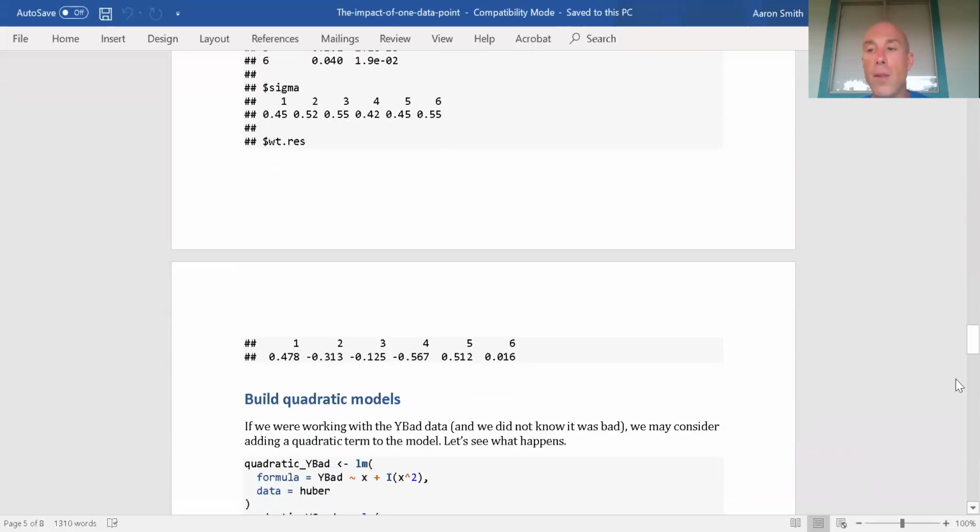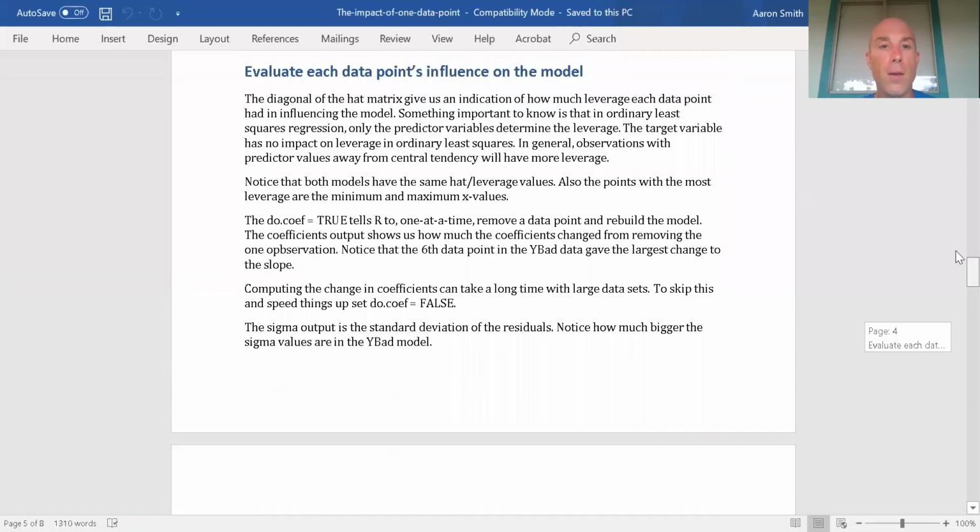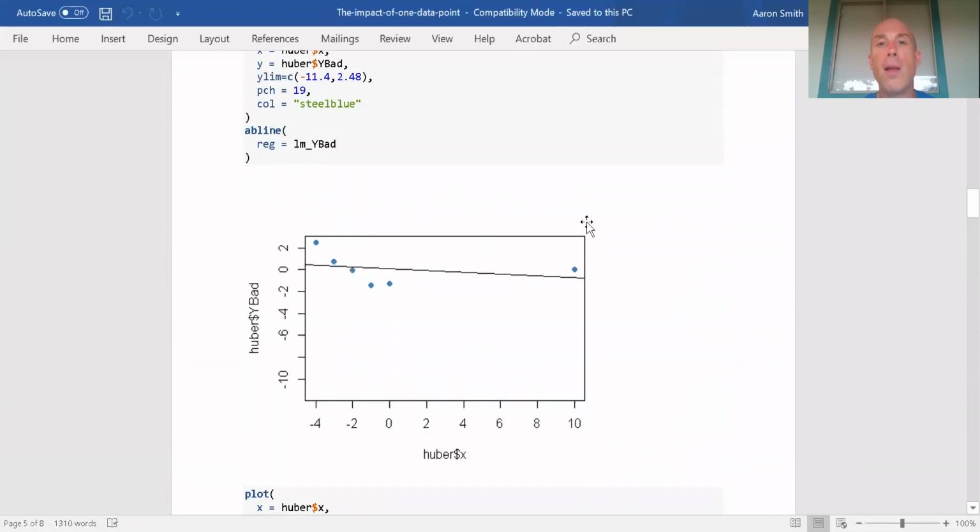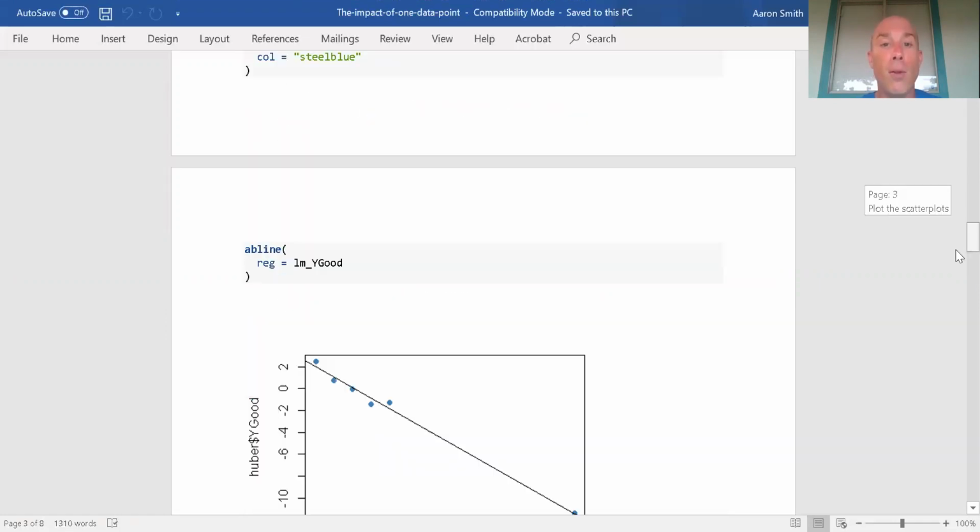All right, so when I take a look at the y-bad scatter plot, you might go, hey, you know what? I think I should put a quadratic here, a degree 2 polynomial through this. And if this was the data that was handed to you and you didn't know that this was an erroneous data point, that would be something that would be very reasonable to do. So let's go ahead and take a look at the impact of adding a degree 2 term to our model.